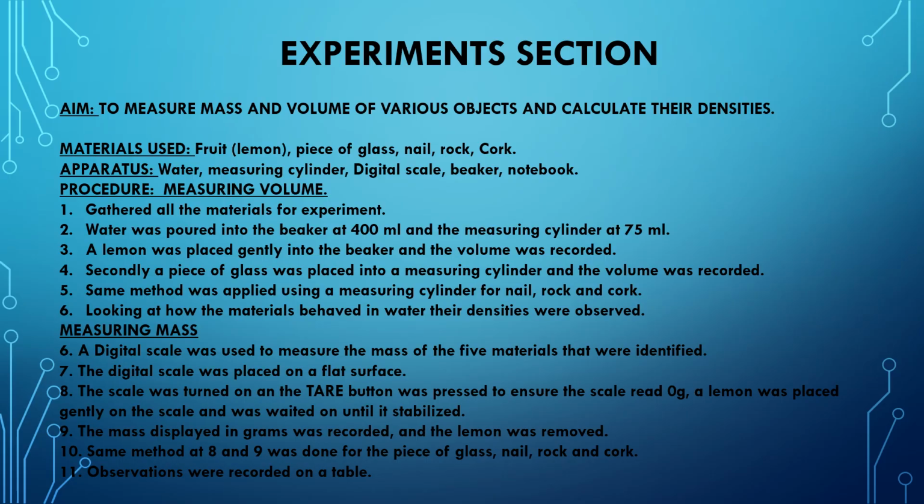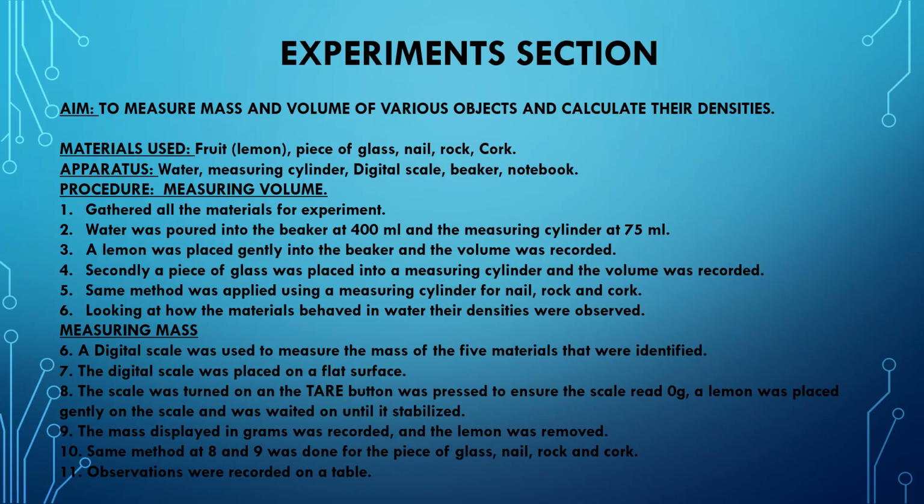So we had to do an experiment, and this is our experiment section to calculate the densities. Our aim was to measure mass and volume of various objects and calculate their densities. The materials we used were fruit, which is a lemon, a piece of glass, a nail, a rock, and a cork. The apparatus that we used were water, measuring cylinder, digital scale, beaker, and notebook.